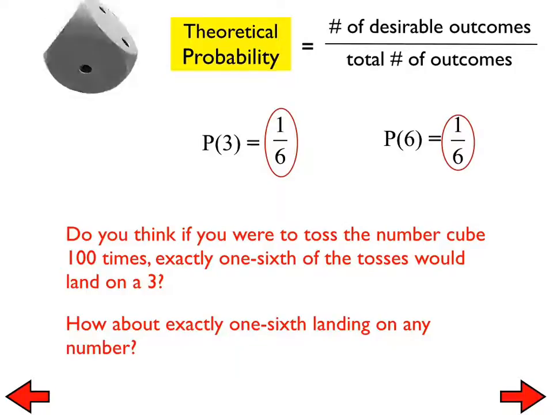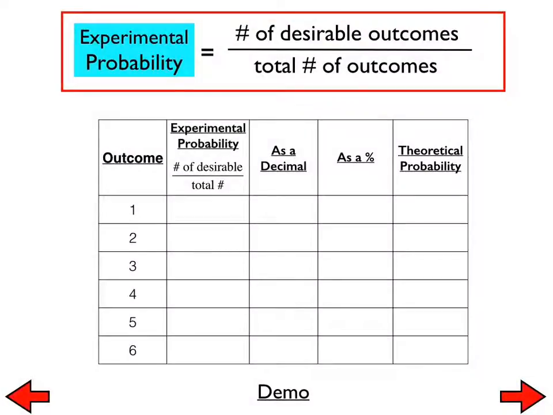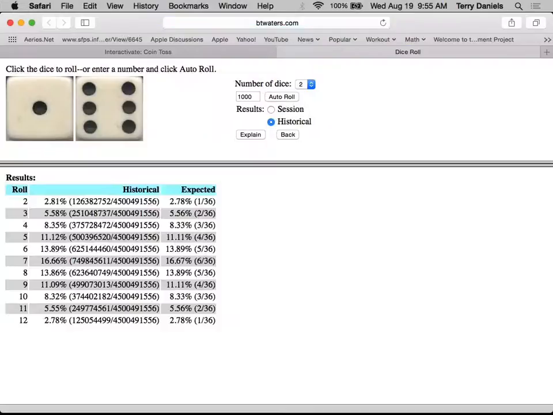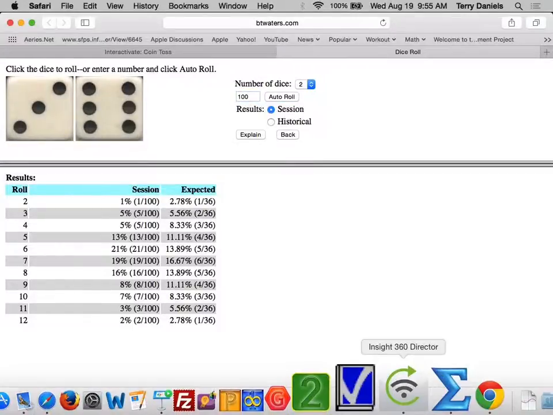So now we have another table, and we're going to do the same thing here. We're going to write down the experimental probability, the decimal percent, and the theoretical probability. Let me go ahead and clear this out. And this was the one we did yesterday. So I'm going to do 100 tosses the first time, and then we'll log the data there, and then we'll do it a whole bunch more times. All right, so there we go. Can you see that in the back?